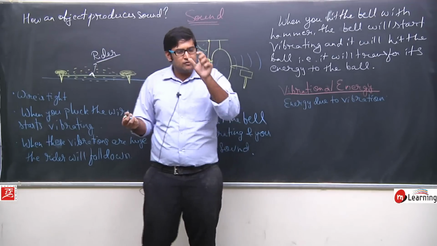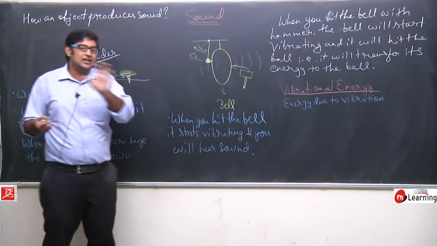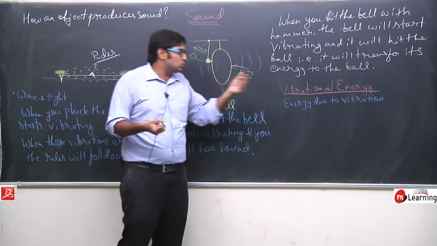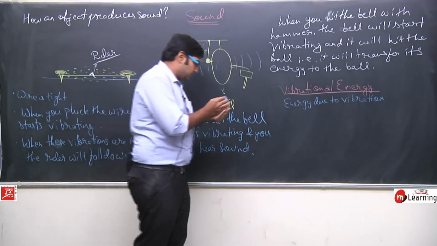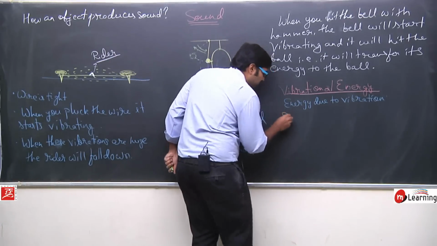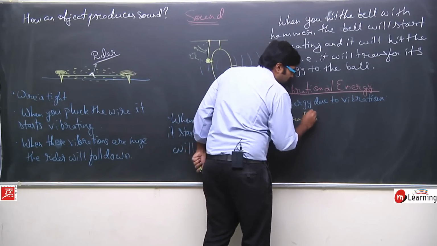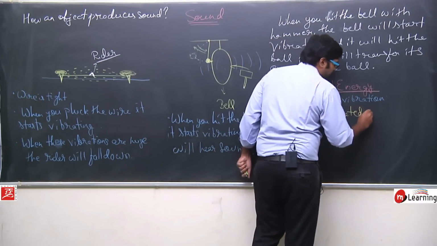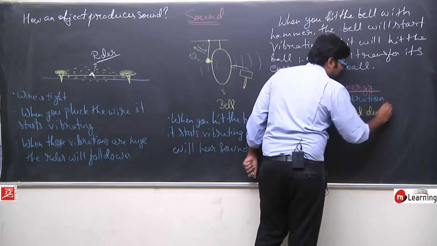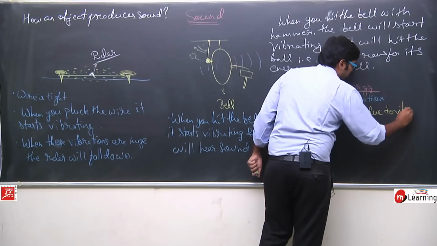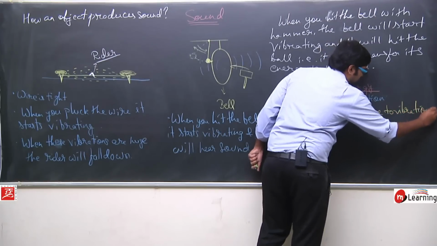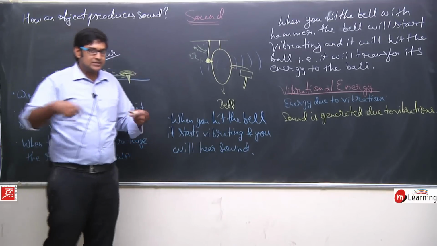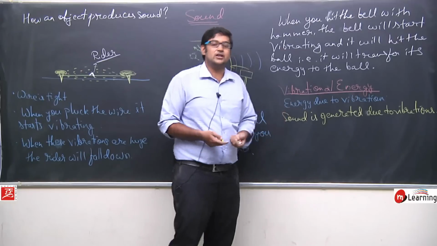Okay, so from this we can clearly understand this concept that sound energy is generated due to vibrations. So what I can say, sound is generated due to vibrations. This is the only way in which you can produce sound. If there is vibration, this vibrational energy will get converted to sound energy.